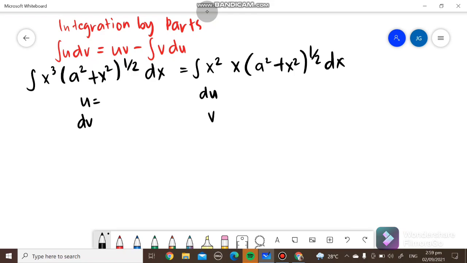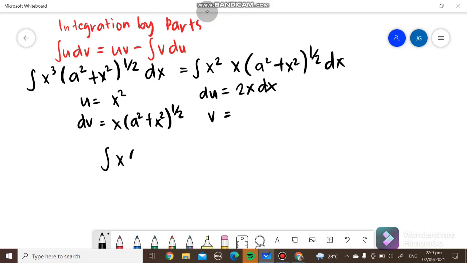So, I will choose x squared as my u, and then the derivative of that is simply 2x. Then I'll choose x times the square root of a squared plus x squared, that is (a squared plus x squared) raised to 1/2, as my dv, and then we integrate it. So, let's do it. We have the integral of x (a squared plus x squared) raised to 1/2.